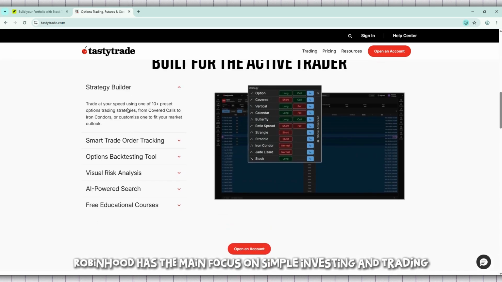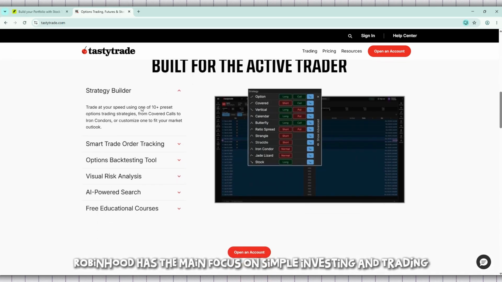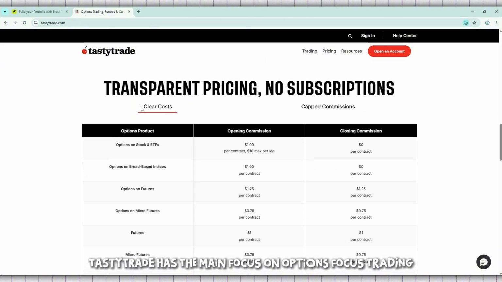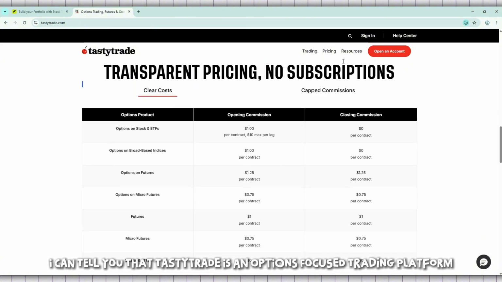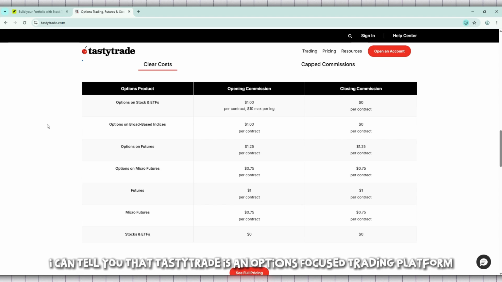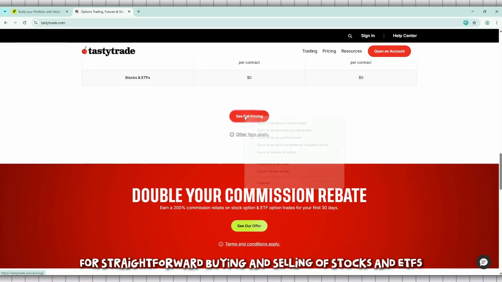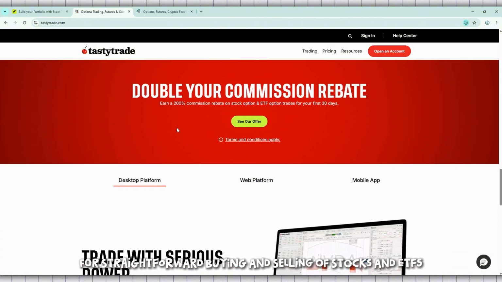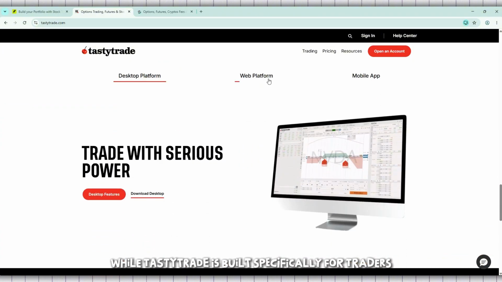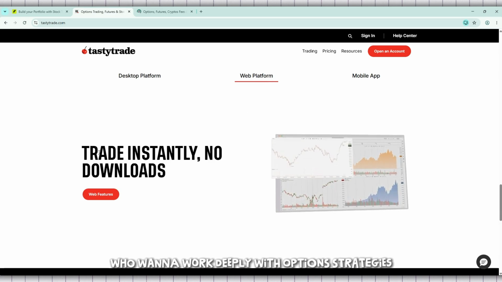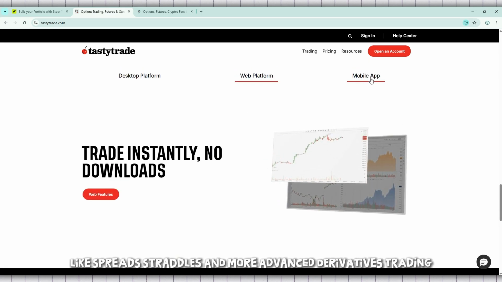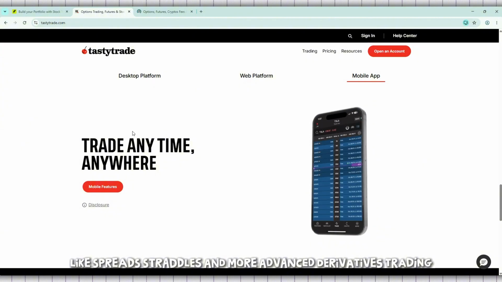Robinhood has the main focus on simple investing and trading. Tastytrade has the main focus on options-focused trading. So I can tell you that Tastytrade is an options-focused trading platform. To make it clearer, Robinhood is designed for straightforward buying and selling of stocks and ETFs, while Tastytrade is built specifically for traders who want to work deeply with options strategies like spreads, straddles, and more advanced derivatives trading.